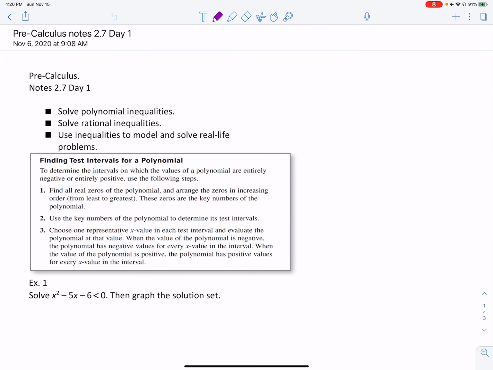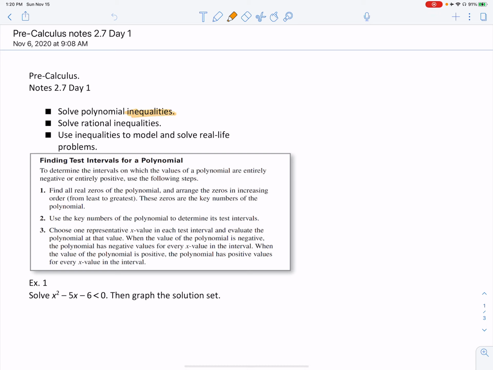Pre-calculus 2.7 day 1 notes. And actually, we're just doing 1 day this year on them, so it is just our notes for 2.7 for the 2021 year. And in other years, it will be just day 1, and there will be a day 2. So anyways, on this, you're going to solve polynomial inequalities.